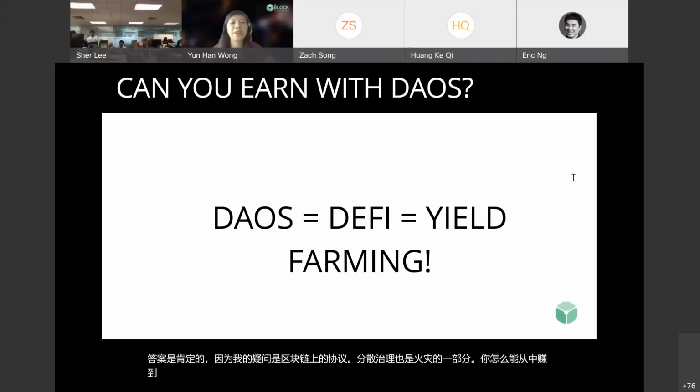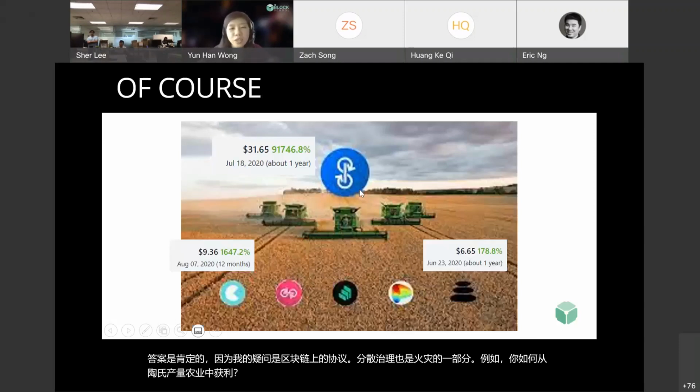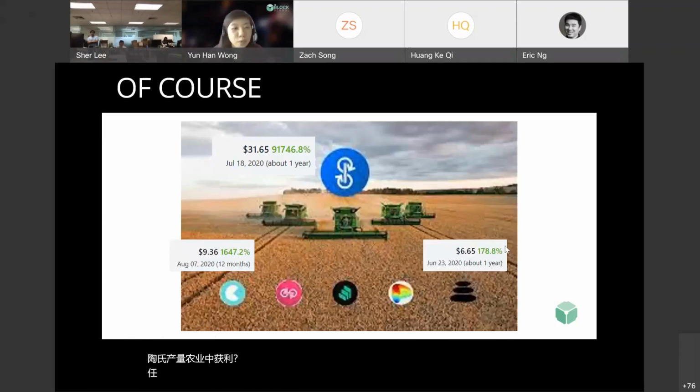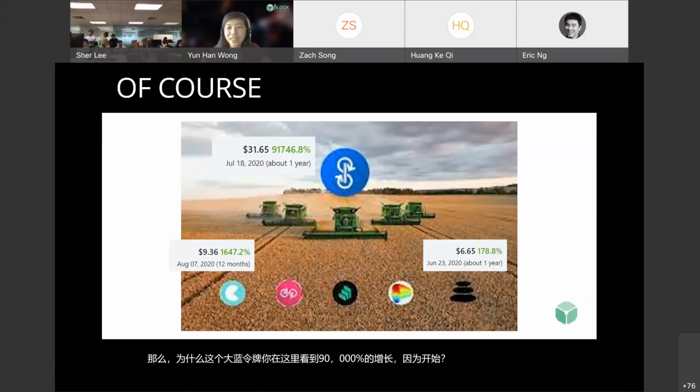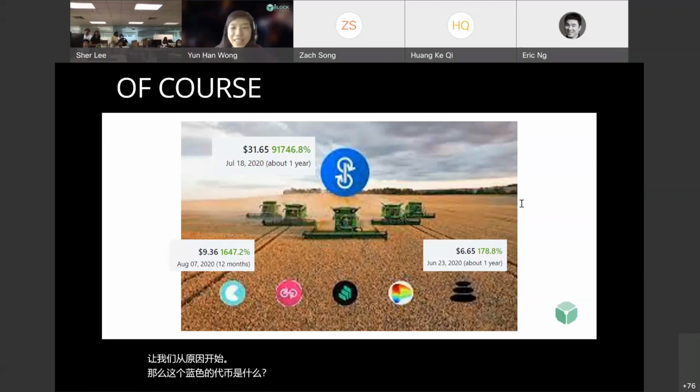Yield farming, for example. Anyone here know of this token? What is this blue token here? Can you share in the chat? So what is this big blue token you see here that has seen 90,000% growth since inception? USD CAT. What is USD CAT? Are you sure? It starts with Y. So what is this blue token here? Very good, chat. Yes, it stands for YFI.